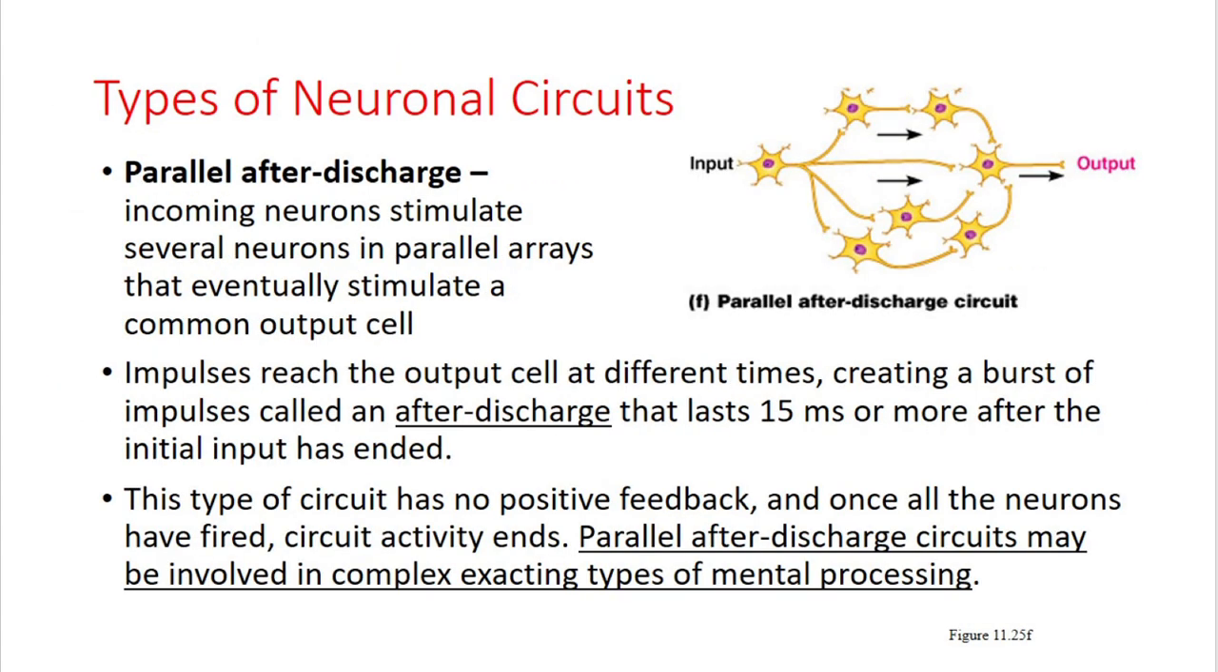Then we have parallel after discharge. With this, incoming neurons stimulate several neurons in parallel pathways or arrays that eventually stimulate a common output cell. The impulses would reach the output cell at different times, so that would create a burst of impulses called an after discharge that can last 15 milliseconds or more after the initial input has even ended. This is not positive feedback because once all the neurons have fired, the circuit activity ends. So we might see this more in something like complex exacting types of mental processing. It's really common in the central nervous system where we have interneuron association and integration.